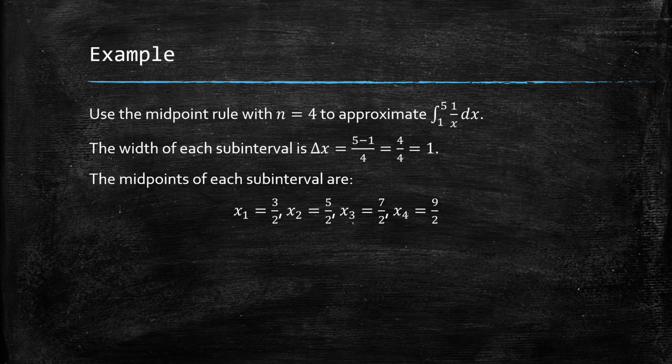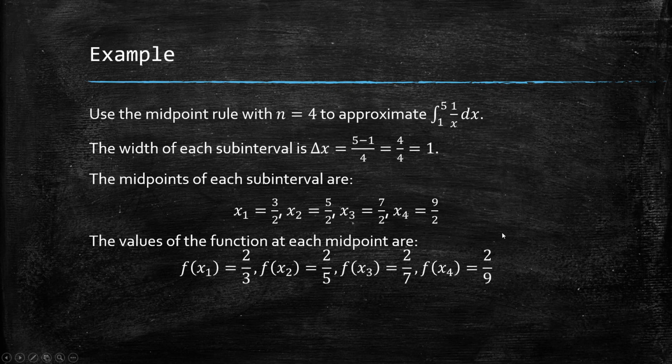The next thing to do is to find the height of each rectangle by plugging each midpoint into the function. The values of the function at each midpoint are f of x sub 1 equals 2/3, f of x sub 2 equals 2/5, f of x sub 3 equals 2/7, f of x sub 4 equals 2/9.